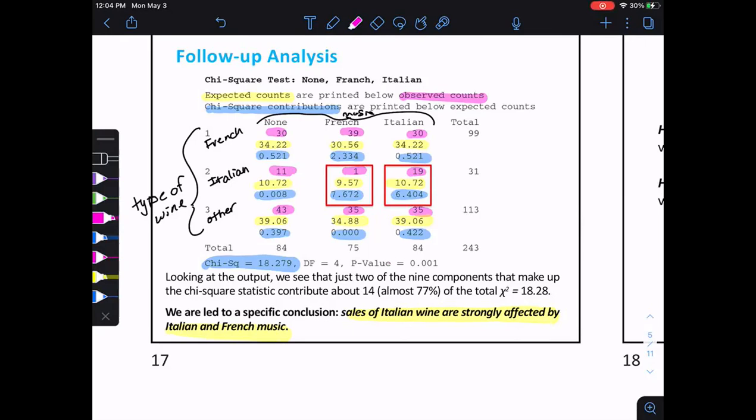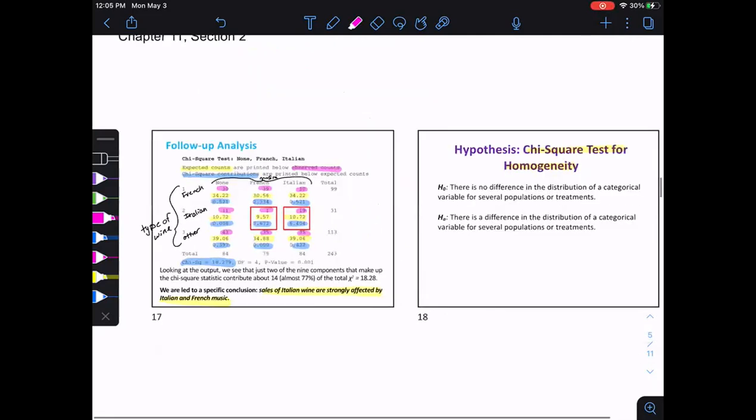And the biggest thing that I want you guys to see, if you looked at these two in the red boxes, they have a large chi-squared contribution. So you can say there are definitely relationships between Italian wine and French music, and Italian wine and Italian music. There's definitely a strong association between somebody buying Italian wine and French and Italian music being played. So that would be something that AP would give you the computer output on, and you would just have to come up with the conclusion. That's not something you would ever do.